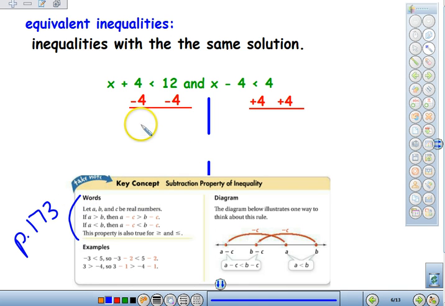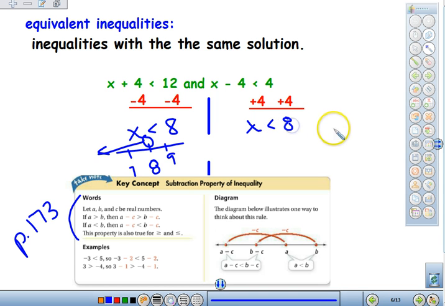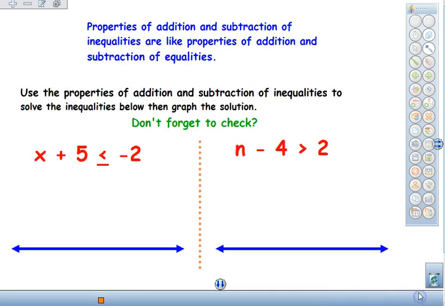The subtraction property of inequality says we can subtract the same number on both sides, and x will be less than 8. How do we graph that? Remember, x less than 8. If we are graphing that, we should have an open circle going to the left. Here, x minus 4 is less than 4. Again, we add 4 to both sides. X is less than 8. What property is that? That's the addition property of inequality. This one would have been the subtraction property versus the addition property of inequality.